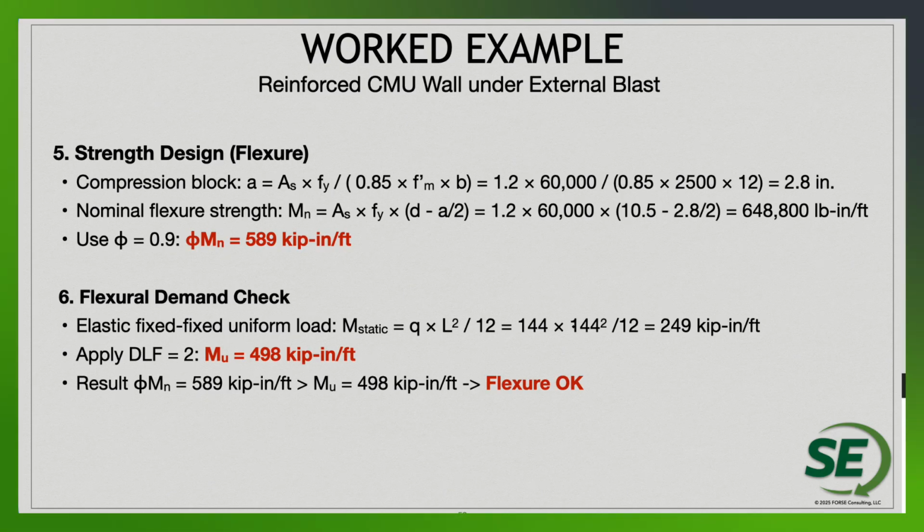Next, we calculate the flexural capacity. The compression block depth is calculated as 2.8, and then the nominal moment strength, Mn, is calculated as almost 649 kip-inch per foot. Applying the reduction factor, the design strength is almost 589 kip-inch per foot. So the demand here, after applying the dynamic load factor of 2, is 498 kip-inch per foot. So the flexure passes with a good margin, so that's okay for design.